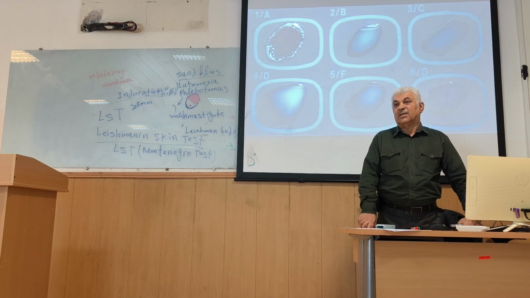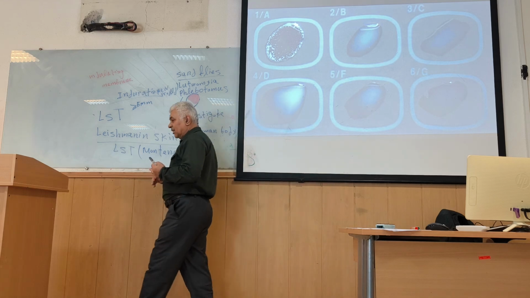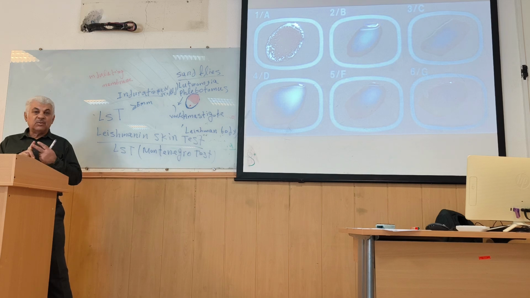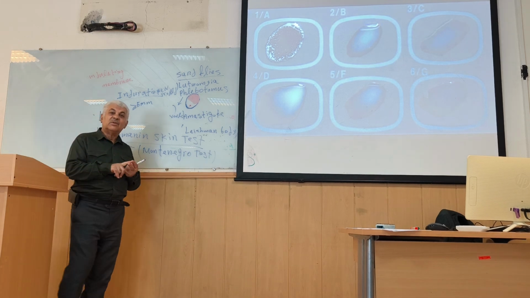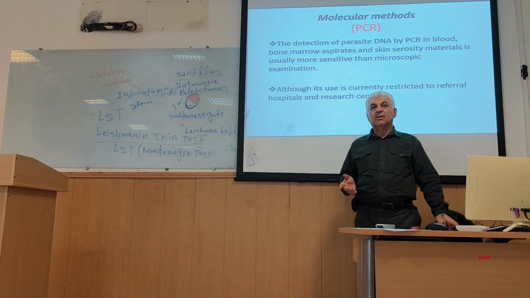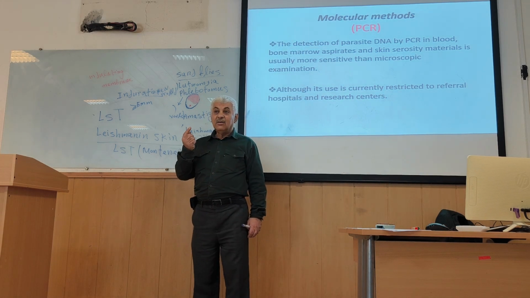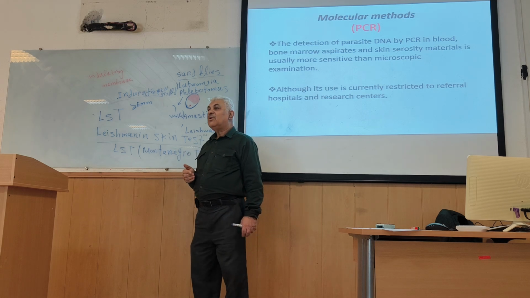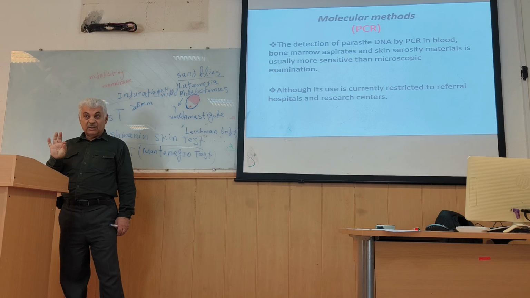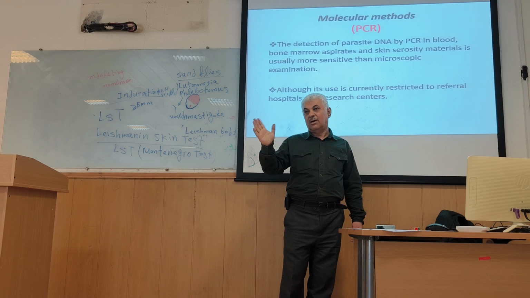So we have different diagnosis methods. The first is the parasitological method. The second is the immunodiagnostic method. And the third is molecular methods, or PCR, a method for detection of DNA or RNA. In immunological methods, we can detect antigen or antibody. But in molecular methods, we can detect DNA or RNA.